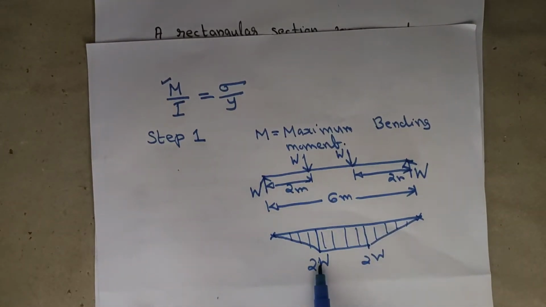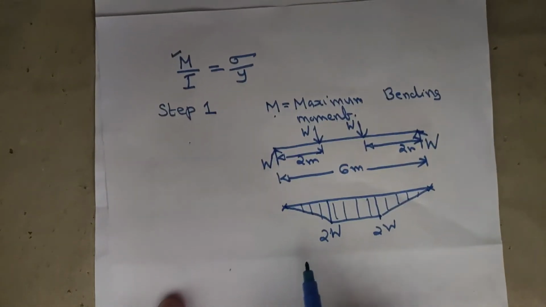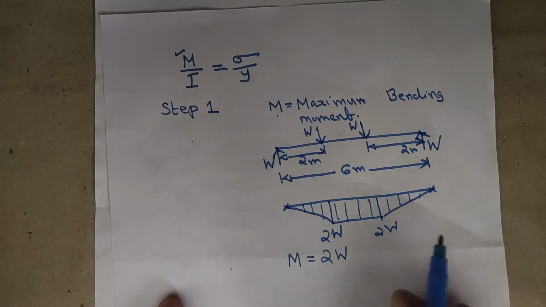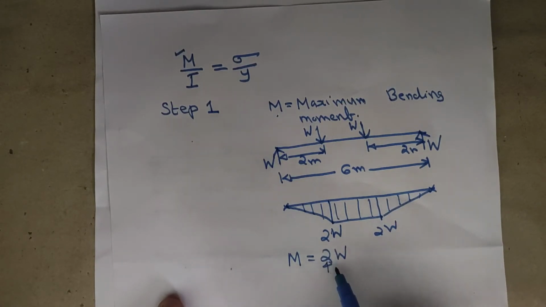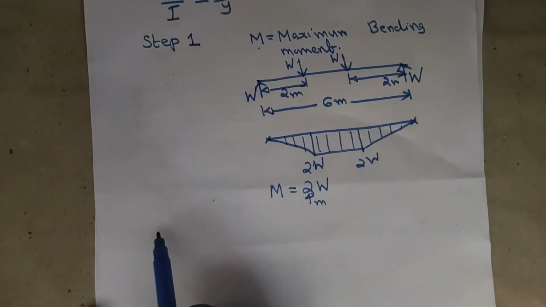And the maximum ordinate here is 2 into W. So what's the maximum value of the bending moment? M equal to 2W. So I'm writing it here: M equal to the maximum bending moment equal to 2W. And also the unit used for this length is meter. Remember, meter. Now good, let us go to step 2.